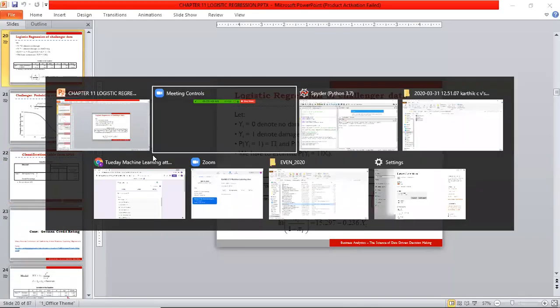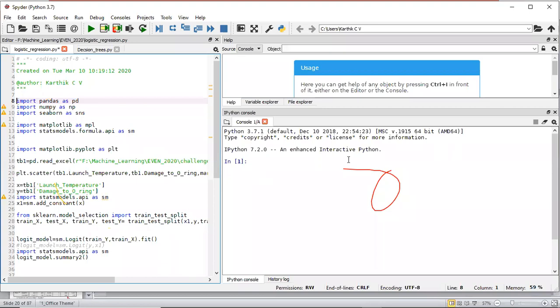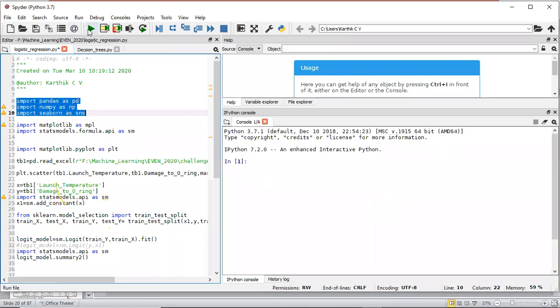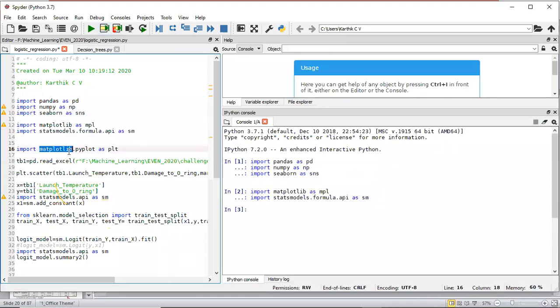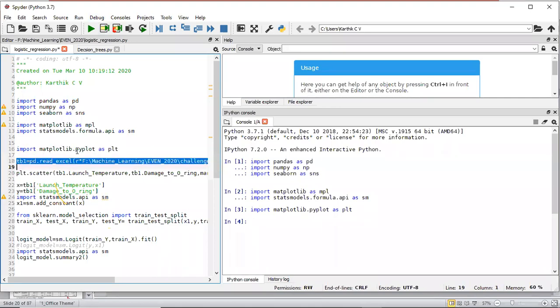So now if we just go to the coding part. Here initially I'm just reading my pandas library, Seaborn library, and NumPy library. Afterwards I'm just reading the matplotlib and stats model.